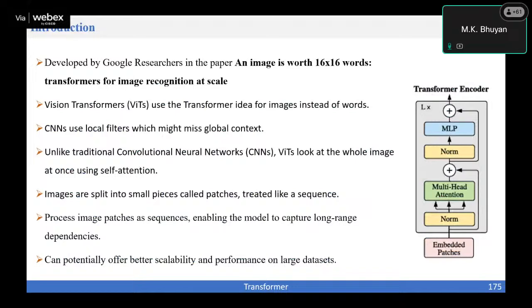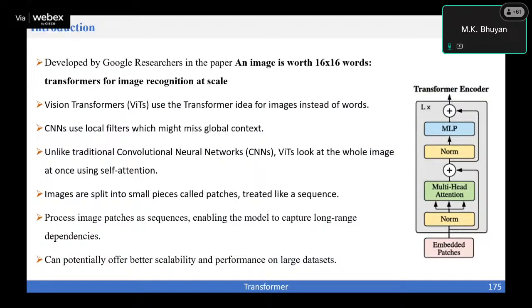This was developed by Google researchers. The name of the paper is An Image is Worth 16x16 Words: Transformers for Image Recognition at Scale. And the vision transformer is only used for images, not for words. And what is the problem of the CNN? If I consider the CNN, generally we get the local information. If I consider different filters, we have the feature maps. But the global context is missing. So what is the global context?